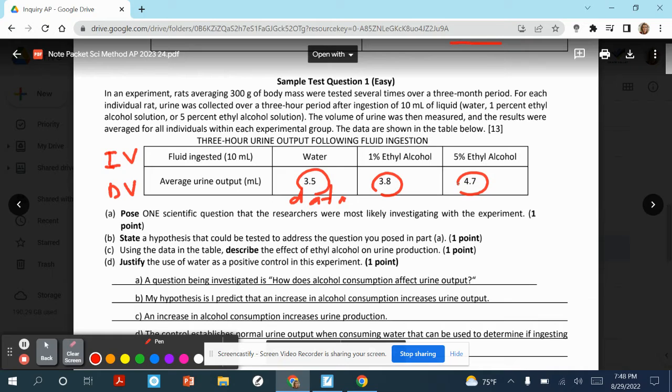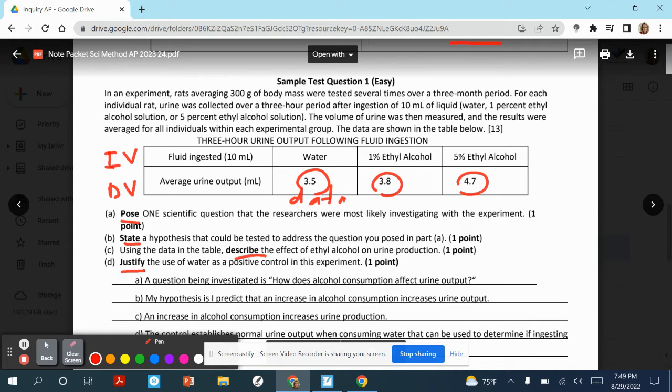Okay, now going through this first essay question, a few things that I want to point out. Notice that we have bold words, and the bold words are going to help you determine how to get your points. So for A, all I need you to do is pose or write a scientific question that's being investigated, state a hypothesis, describe the effect, and justify. So this is a 4-point question. Notice that whenever I write my answers, I write them with the same letters that we see here, A, B, C, and D in the question.